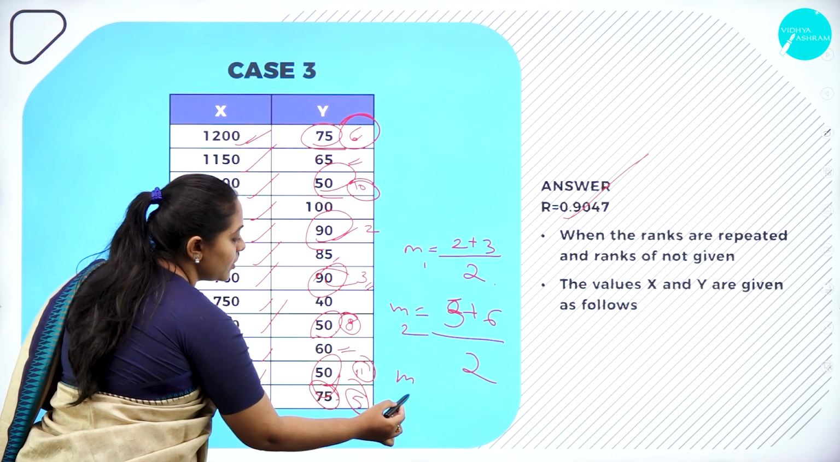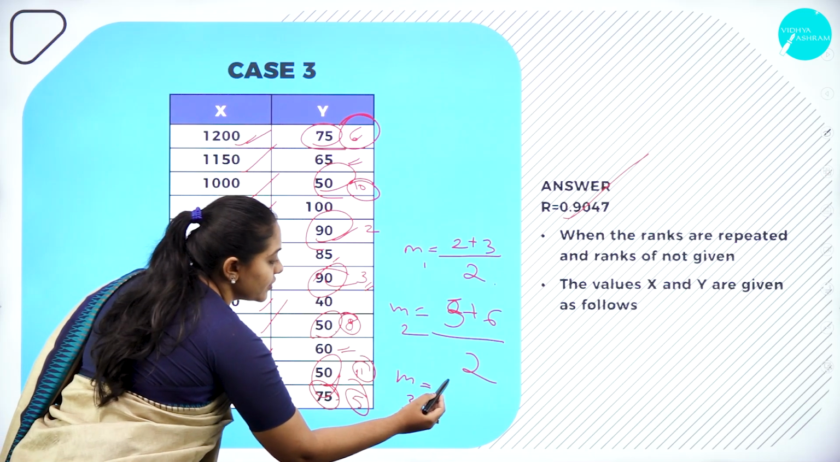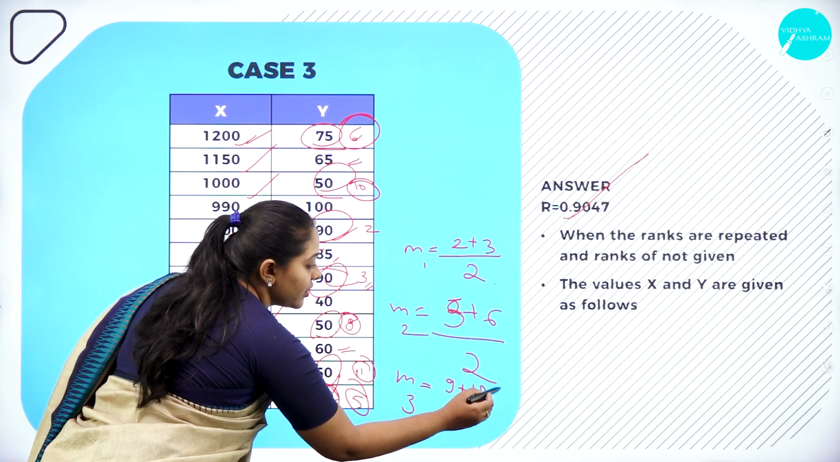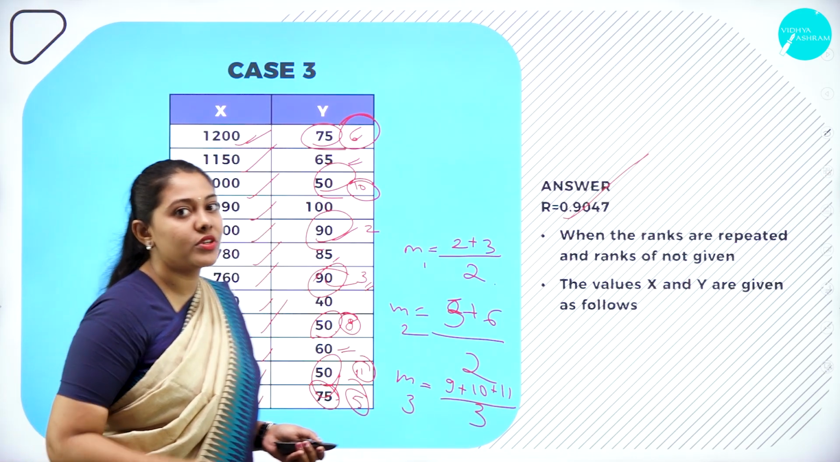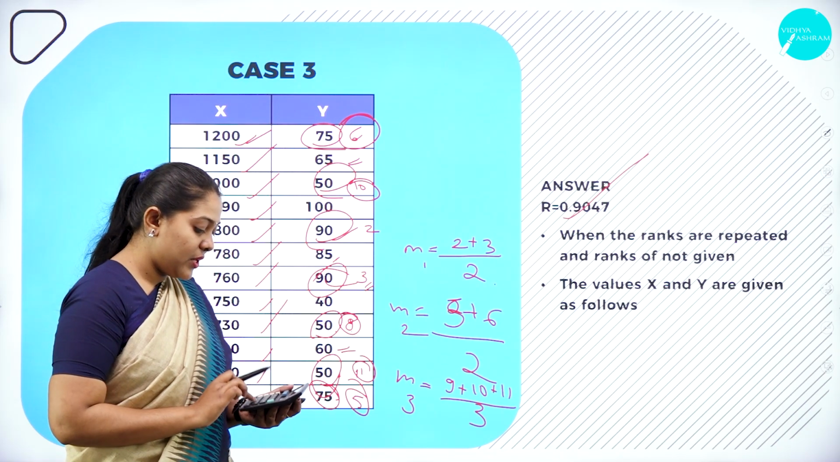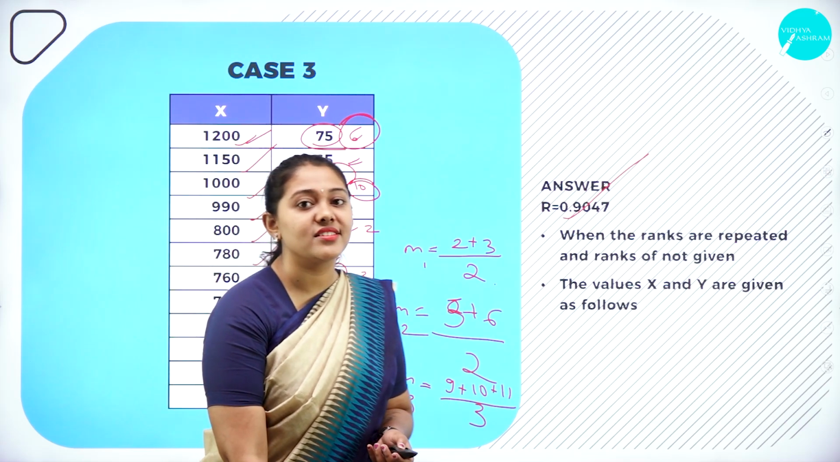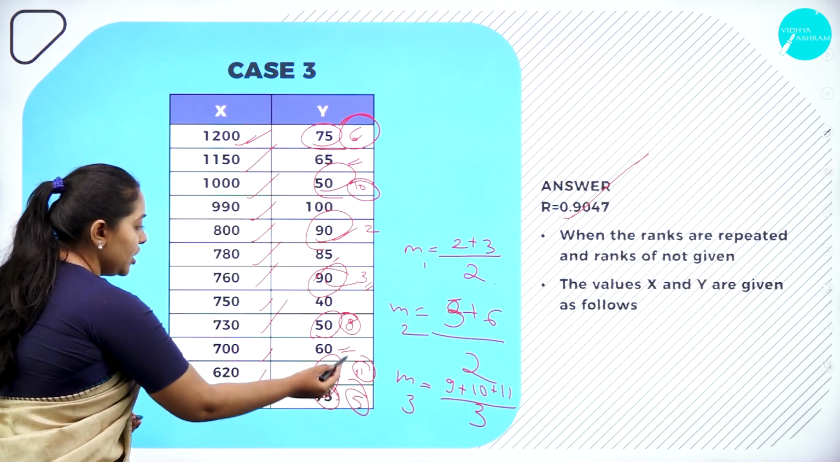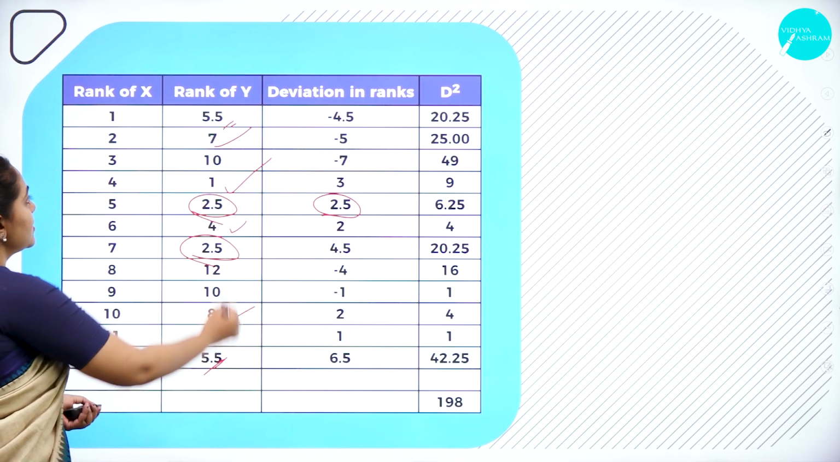So M3 will be how much? 9th rank, 10th rank and 11th rank, divided by 3, since the number of observations is 3. So 9 plus 10 plus 11 divided by 3 is 10. So for the 9th, 10th and 11th ranks, your ranking is 10.